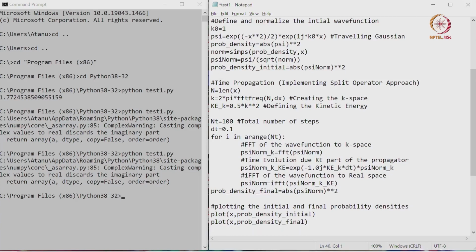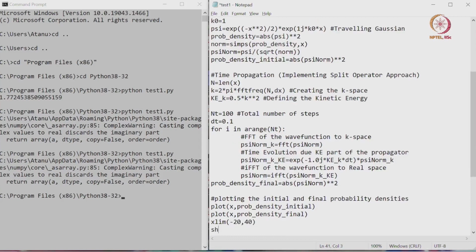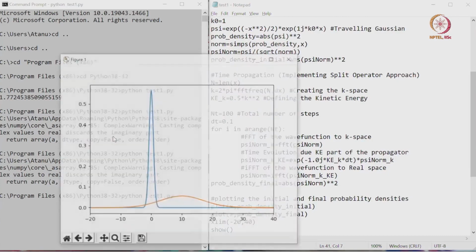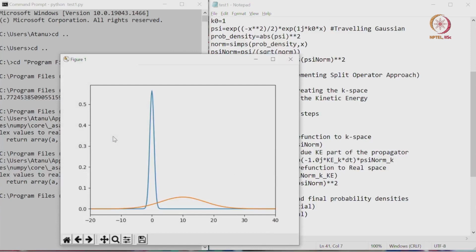These are the two plots I will have, and because I have already done this problem, I know the limit should be set for better visualization. That's all. So we can run the program, and we see that the initial probability was centered at 0. That is quite expected. This is a 0 length in atomic units. So it was centered at 0.